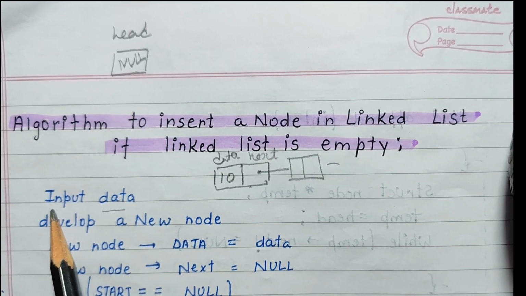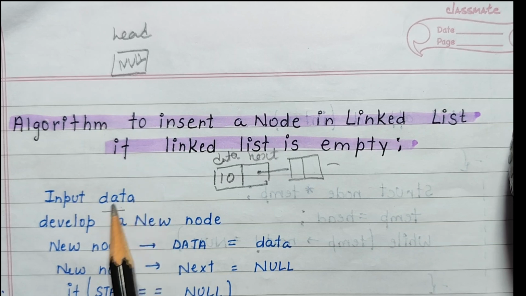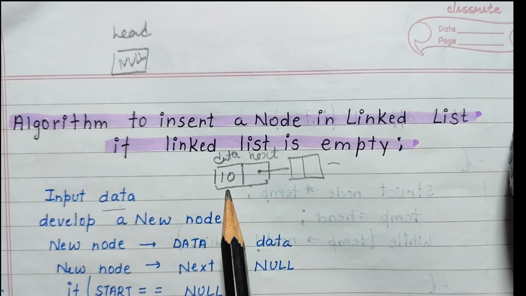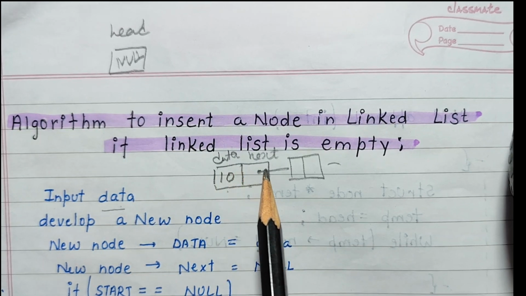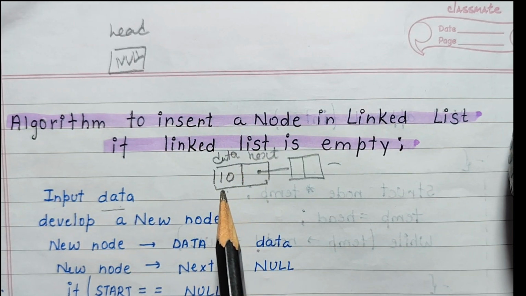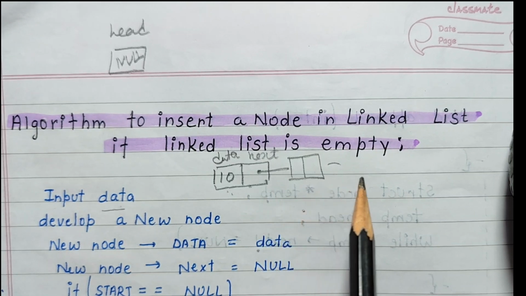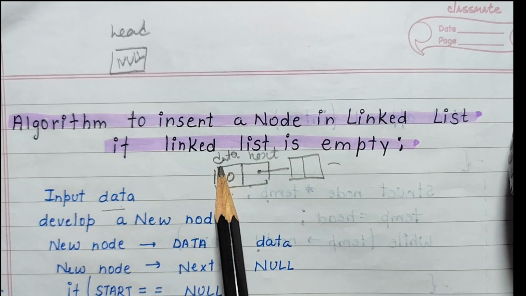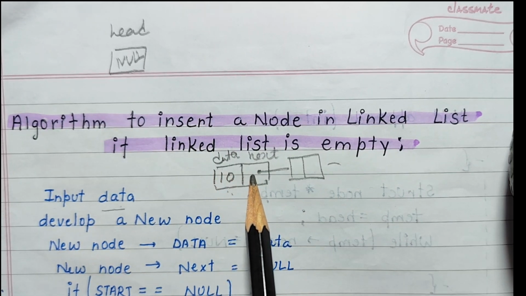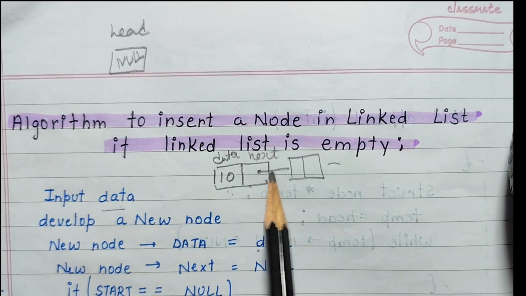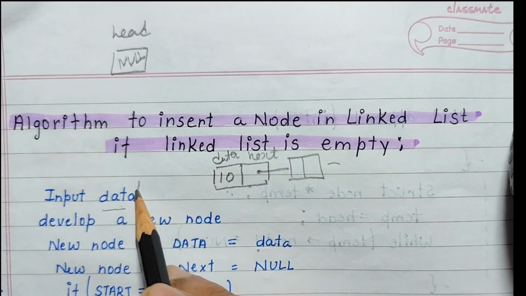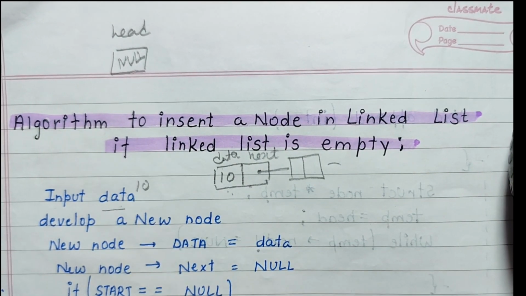So in step 1, first we input the data. Data means the element that you want to insert. Suppose you want to insert the element 10. All of you know a linked list is a collection of nodes. This is our first node, then second node, and so on. In the first node, we have data, then we have the next pointer. In the next pointer, we store the address of the next node. So first we input the data. Here you enter the value of the element, that is 10.